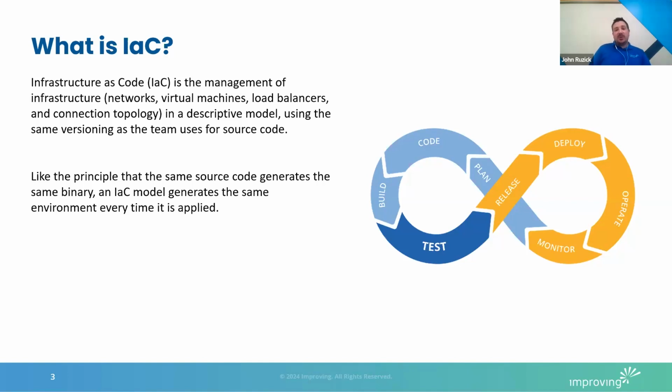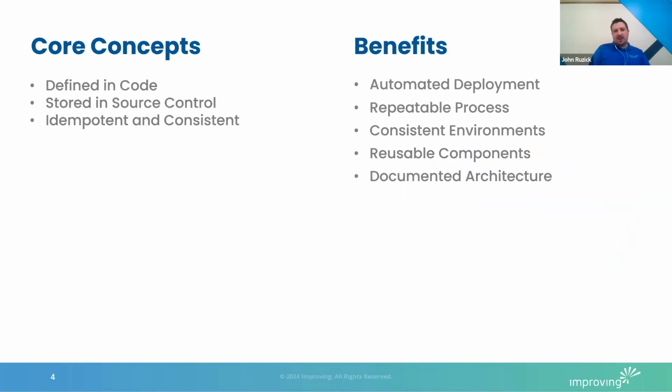Like the principle that the exact same source code generates the same binary, the idea with these infrastructure as code tools is that the exact same code will generate the same environment every time it's applied. To reiterate and rephrase, some of the core concepts are that it's defined in code. Your infrastructure is now coded as opposed to just set up on the fly and left there. That code is then stored in source control, and all of the same rigors that we apply to development code or application code are applied to our infrastructure as code as well.